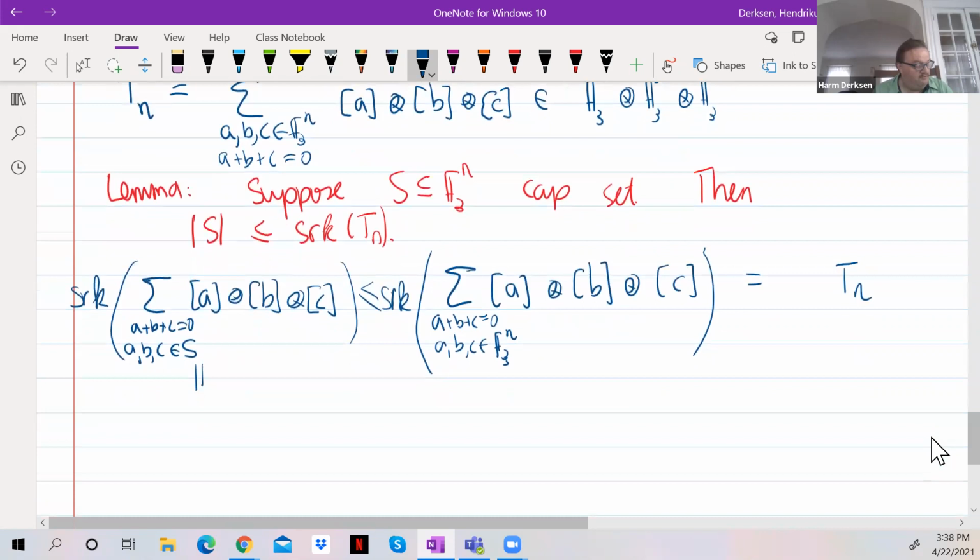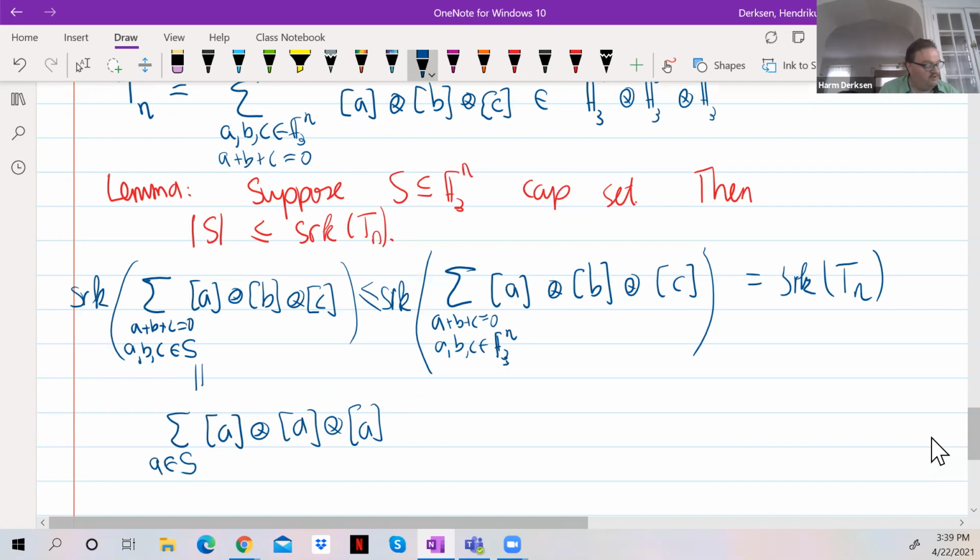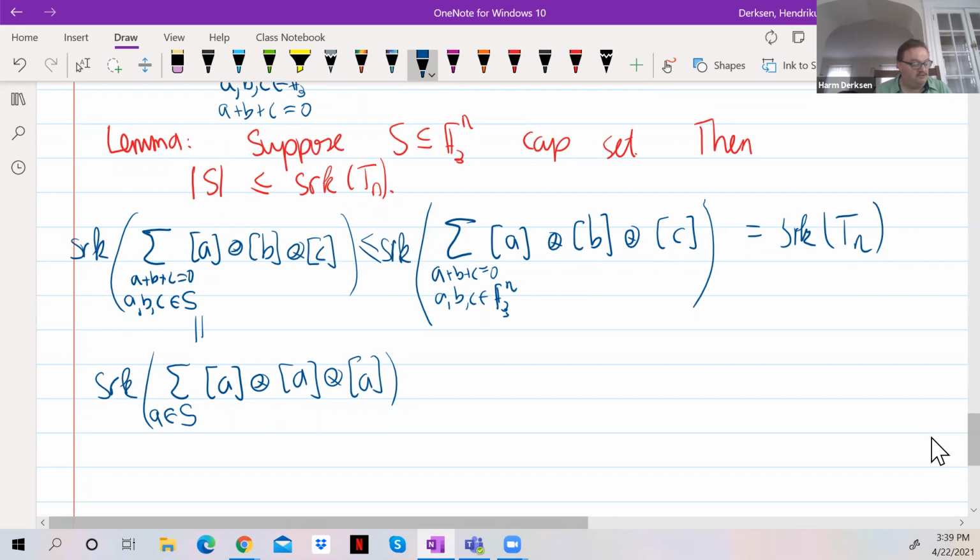But if you think about what this is, if a, b, and c are in S, well, S doesn't have any arithmetic progression. So the only way that's possible is if a is equal to b is equal to c. So this tensor is actually just equal to this, where a runs over S. And then one can also prove that the slice rank of a tensor like this will be at least the size of S. So that's basically the proof of this lemma. So you get this inequality: the cardinality of S is less or equal than the slice rank of this tensor Tn. Then you also have to give an upper bound for the slice rank of Tn.